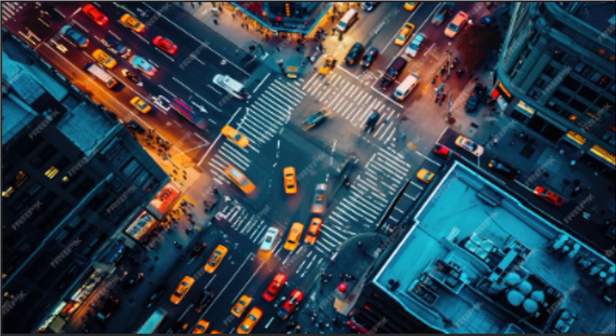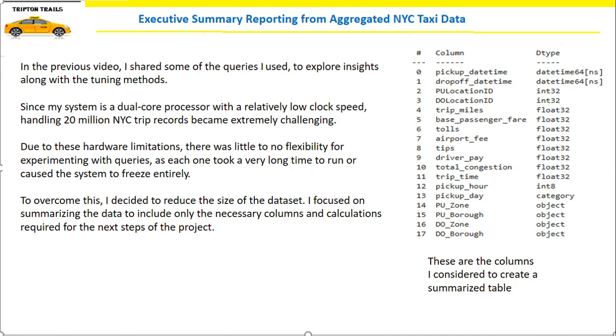Today I am going to analyze aggregated trip data using MySQL. In the previous video, I shared some of the queries I used to explore insights along with the tuning methods. Since my system is a dual core processor with a relatively low clock speed, handling 20 million New York trip records became extremely challenging. Due to these hardware limitations, there was little to no flexibility for experimenting with queries, as each one took a very long time to run or caused the system to freeze entirely.